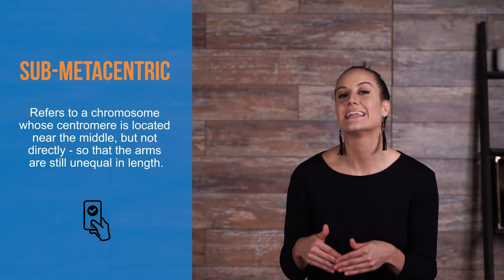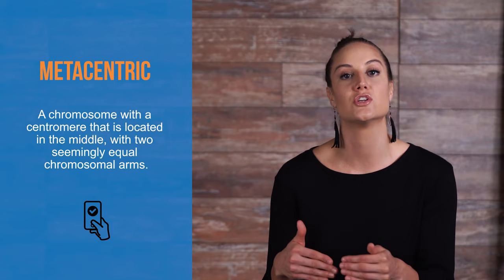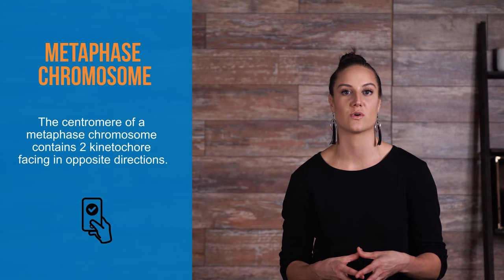3. Submetacentric. Submetacentric refers to a chromosome whose centromere is located near the middle, but not directly, so that the arms are still unequal in length. 4. Metacentric. A metacentric chromosome is a chromosome with a centromere that is located in the middle, with two seemingly equal chromosomal arms. The surface of a centromere bears a specialized multi-protein complex called kinetochore, to which spindle fibers or microtubules attach. The centromere of a metaphase chromosome contains two kinetochores facing in opposite direction.